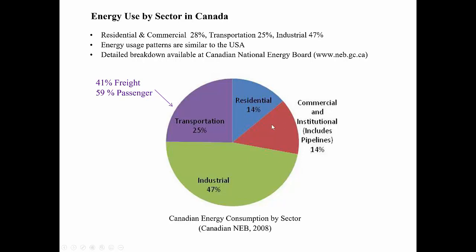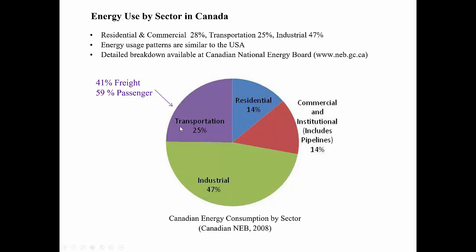But residential and commercial buildings, 28, transportation, 25. And Canada has a pretty heavy industrial energy use. We have a lot of pulp and paper and mining and heavy industry. But the same sort of pattern you can see here and in the United States. There's these three big sectors.